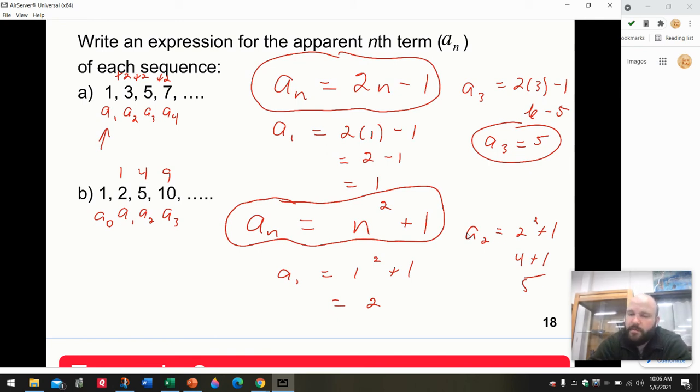So as you can see, some of these can be really easy, like you saw in part A, and some of these can be pretty difficult, like part B. And you may not even be able to figure them out just by looking at the sequence.